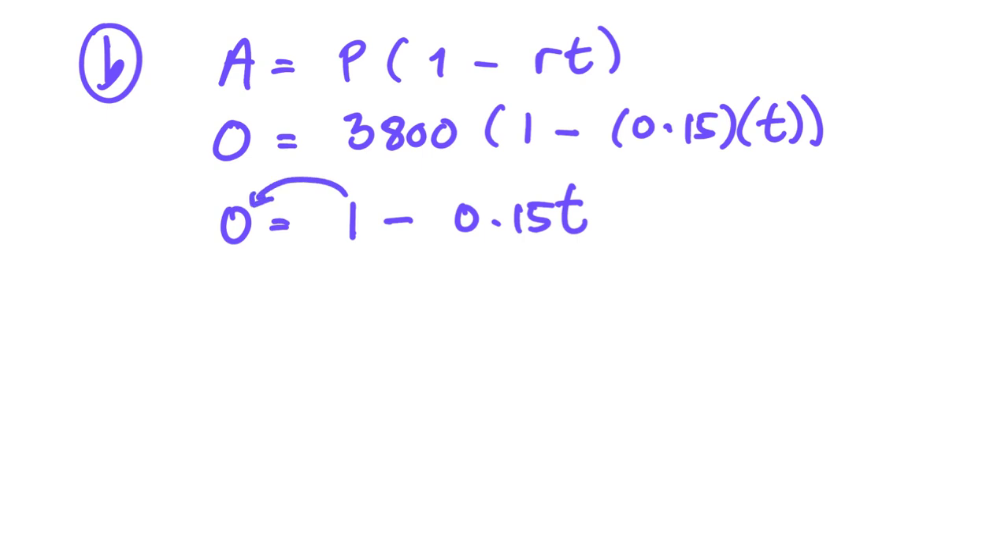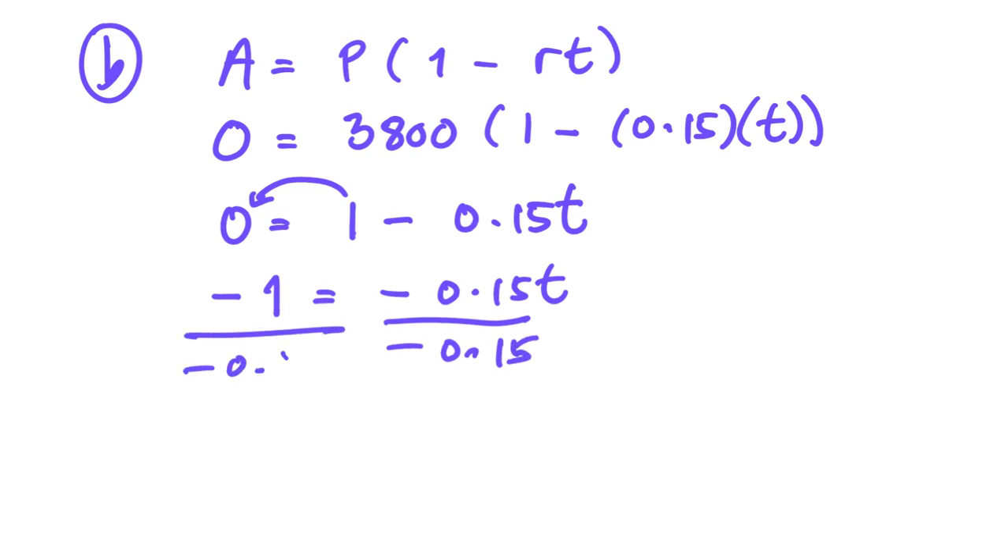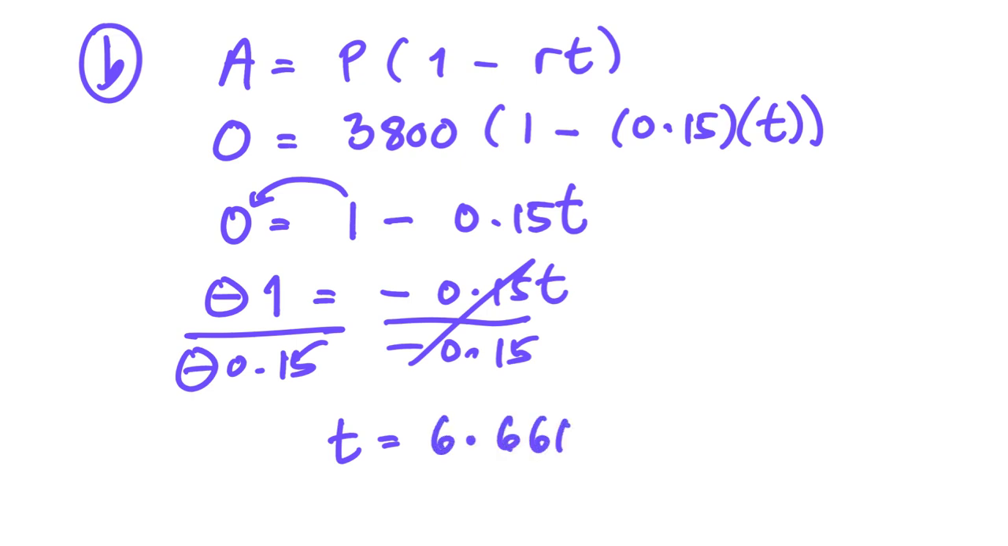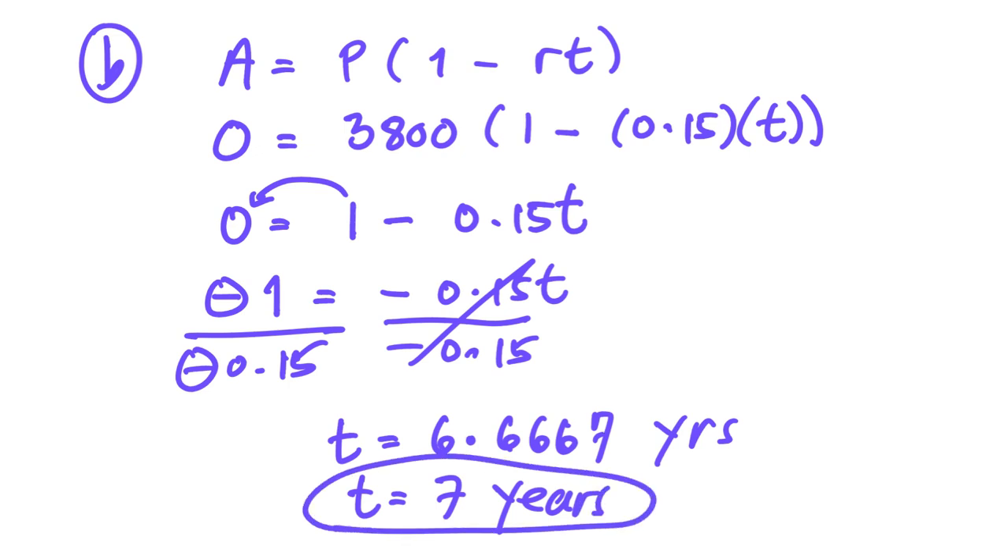We just put it on the other side. So that's going to give you negative 1 is equal to negative 0.15t, divided by negative 0.15. So here, if we divide a negative by a negative, that's going to give you a positive. So that's going to give you around 6.6667 years, or to estimate it, that's around 7 years. Okay, so that's the answer to these two questions in here.